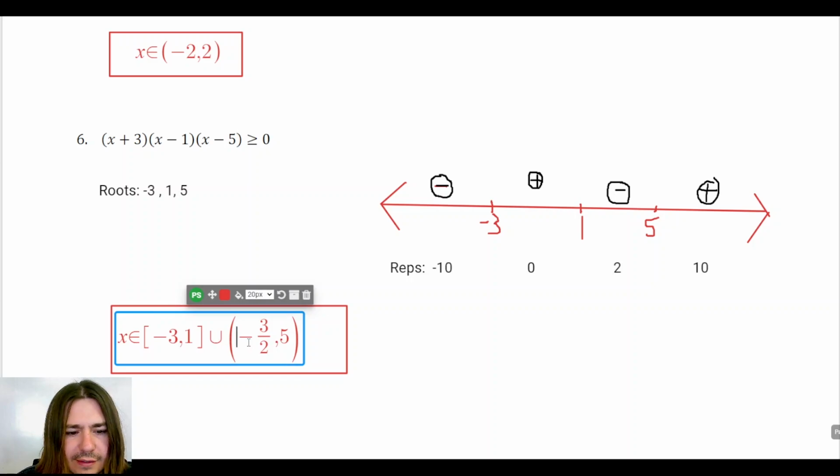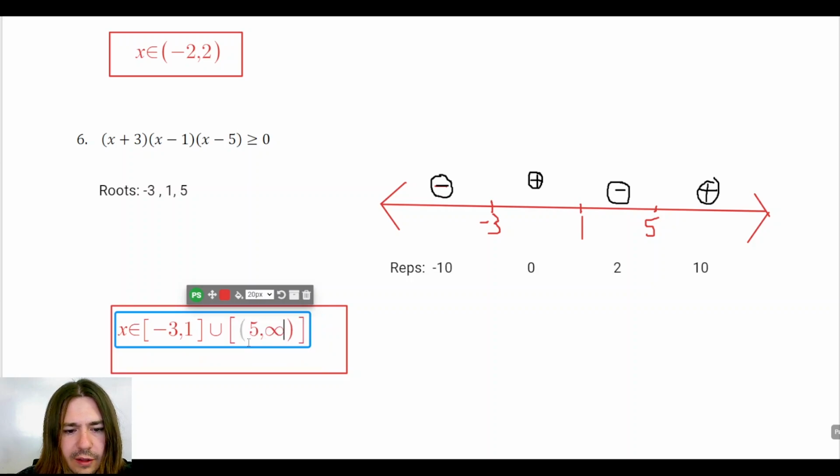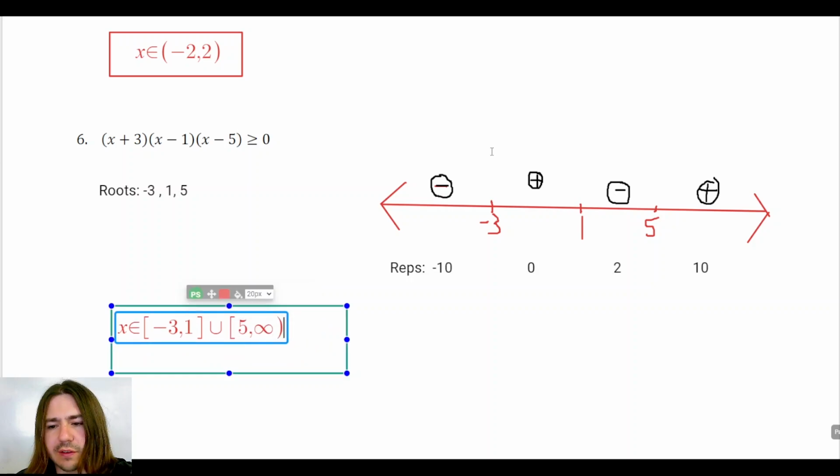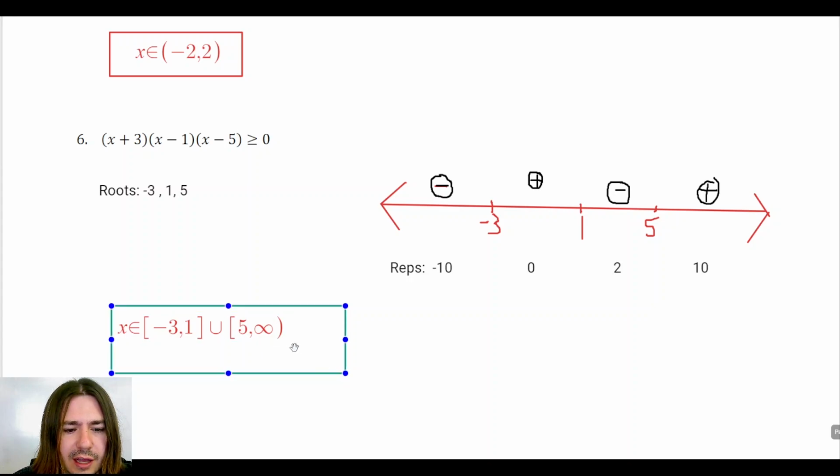And then the last set will be from 5 to infinity. And on this one, we will use a parenthesis because we can't actually get to infinity. So anytime you write negative infinity or positive infinity, you will always use a parenthesis.